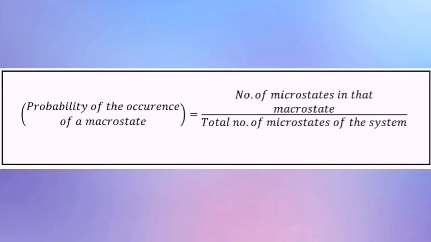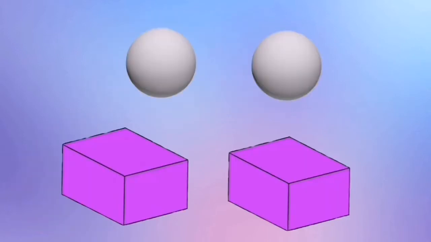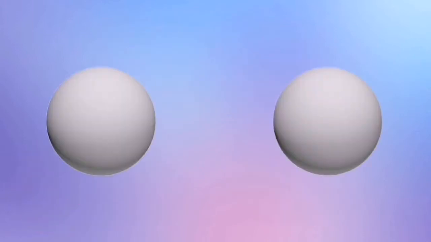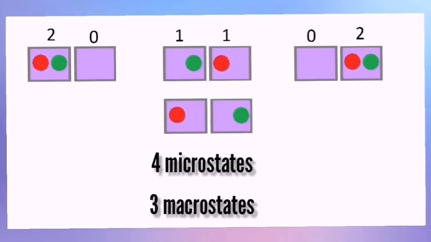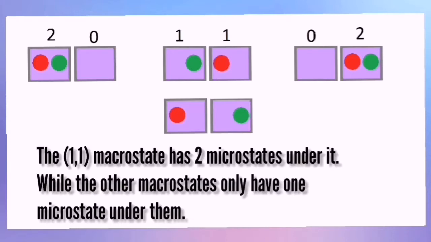This number divided by the total number of microstates is what we call the probability of that macrostate. Well, what if initially there were 2 balls and 2 boxes? Then, by using the multicolored ball approach, like we used just now, we see that there are 4 possible microstates which are divided into 3 macrostates, and the configuration 1,1 has the most number of microstates in it.